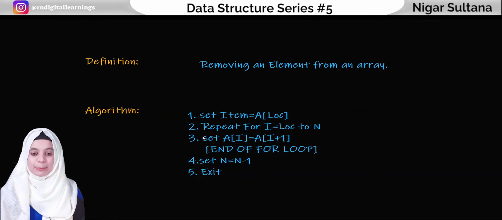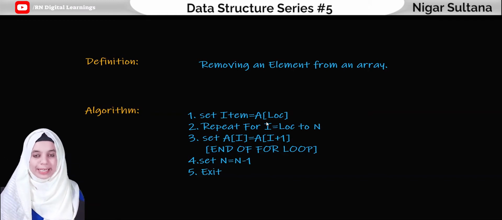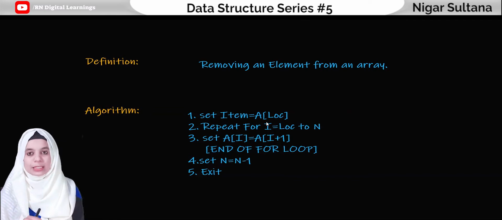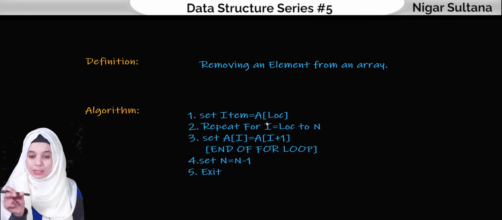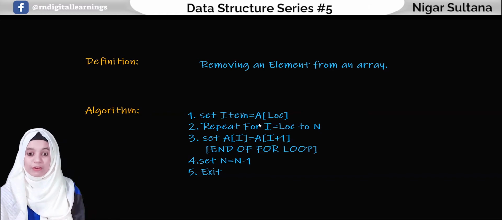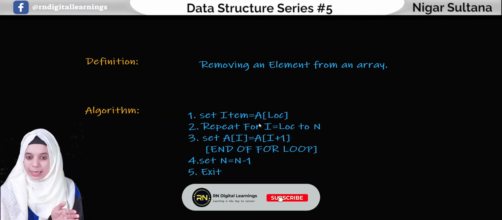This is the step-by-step procedure of deletion of an element. What is the first step? The first step is set item equals A of location. Before we delete any item, we must provide the location, that is, at what location we must remove an element. Whatever location we give, that location will have some item, isn't it? So that value will be placed in the item variable.